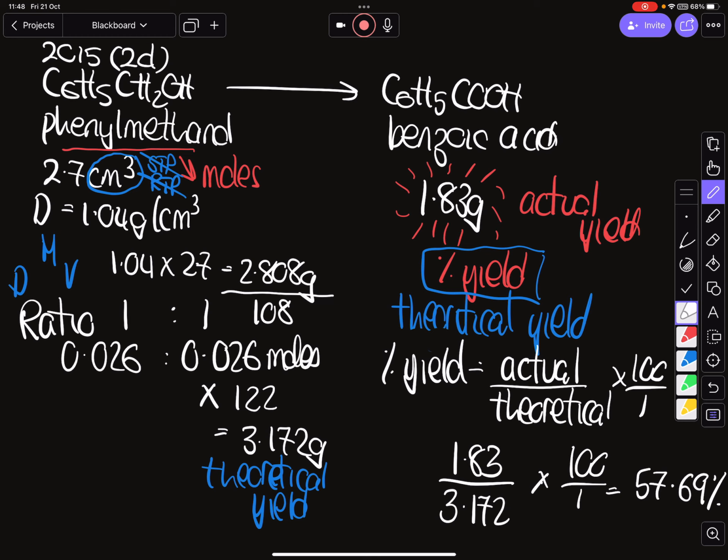57.69%. I look at my numbers on my questions. Every number up here in this has three significant figures. So I'm going to turn this into three significant figures, and we are going to go for 57.7% final answer. Okay.